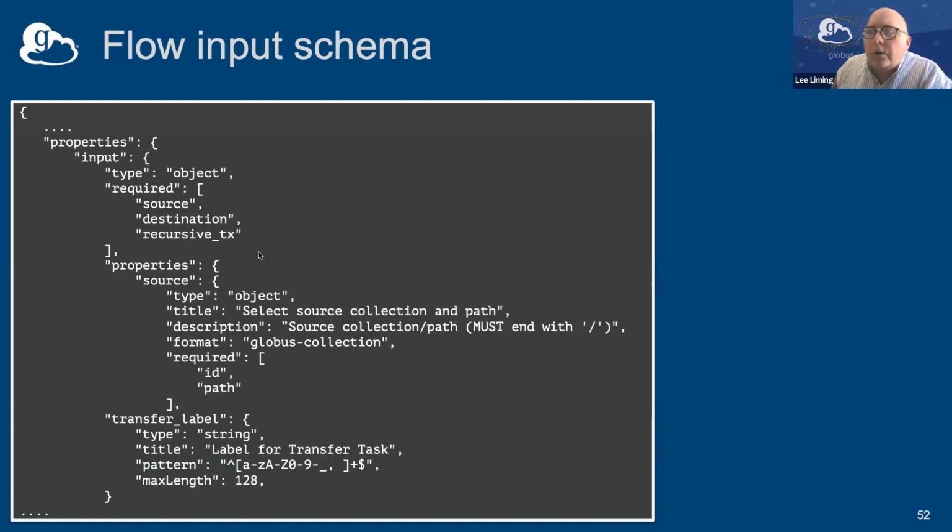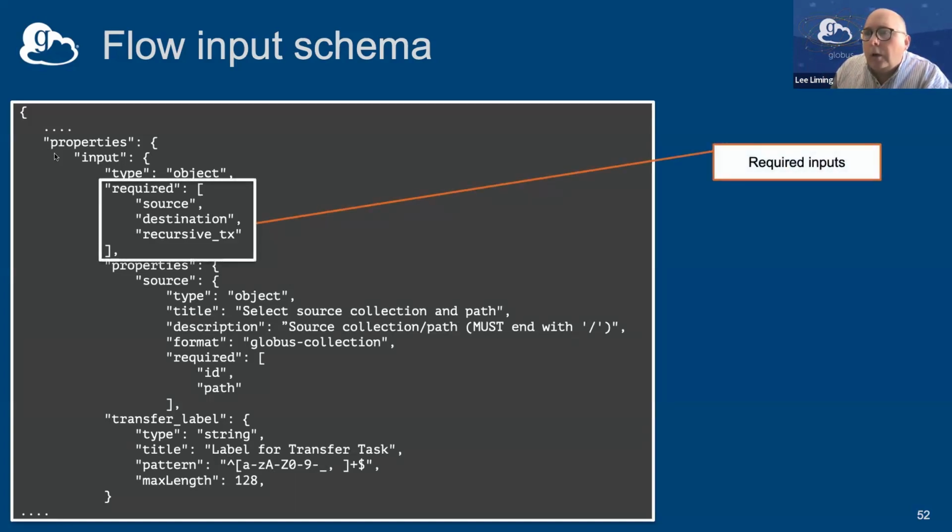The other reason is so that if you're using it as an API call, it can type check the inputs of the API call before it actually runs the thing and say, whoops, you didn't provide the right inputs, before it goes ahead and tries to launch the automation. So the first thing you'll see here is it lists the names of the required inputs. In this case, it needs a source, destination, and a recursive option.